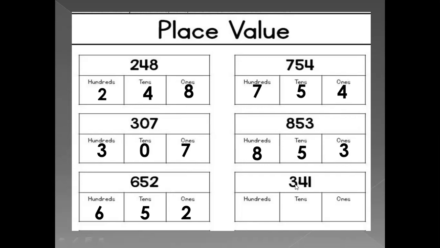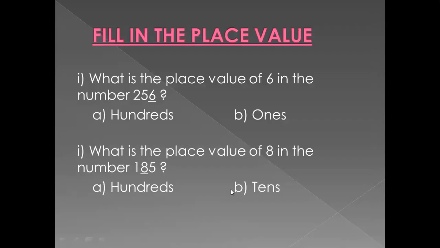See the next one. 341. 1 will come in the ones place. 4 in tens place. And 3 in hundreds place. So the number will be 341. Let's try to understand the next question.